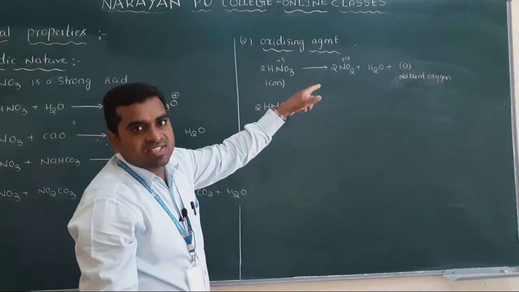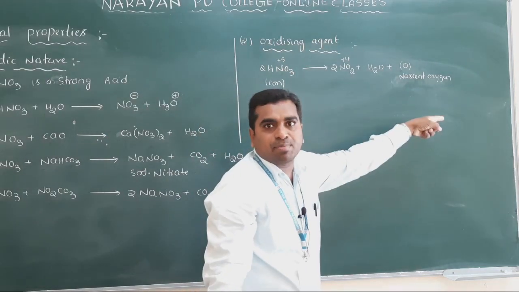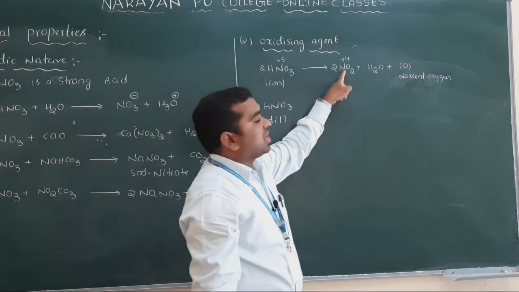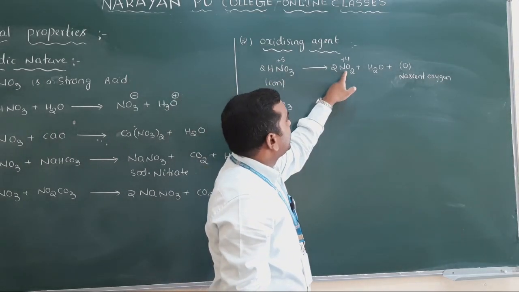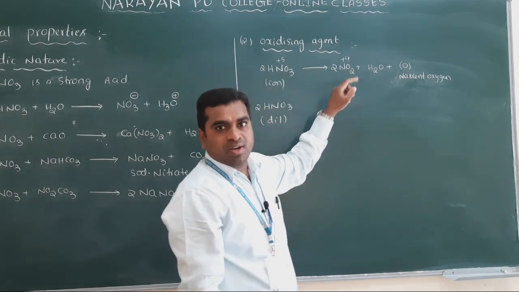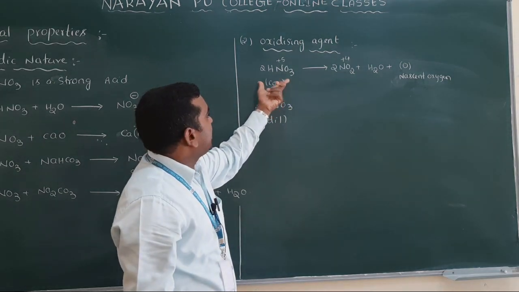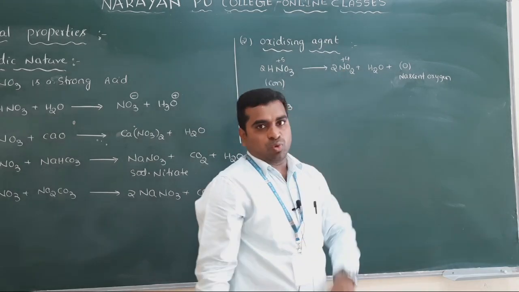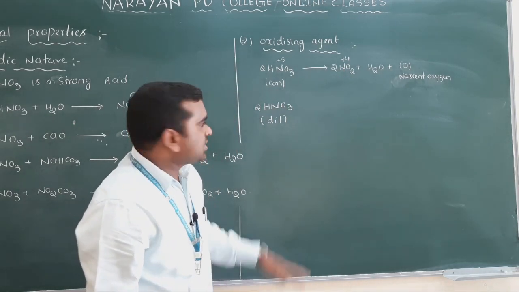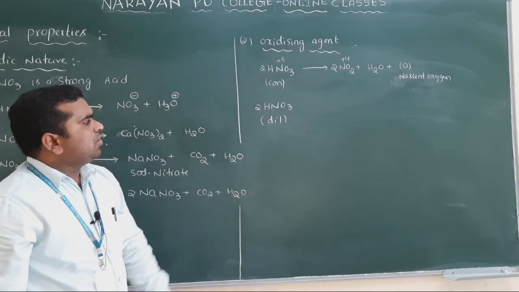When it acts as an oxidizing agent, it oxidizes other substances and it undergoes reduction. Reduction means what? HNO3 undergoes reduction to NO2. That is important. Whenever we use concentrated HNO3 as an oxidizing agent, one of the products should be NO2. Clear? And next one, in the same way, dilute HNO3.